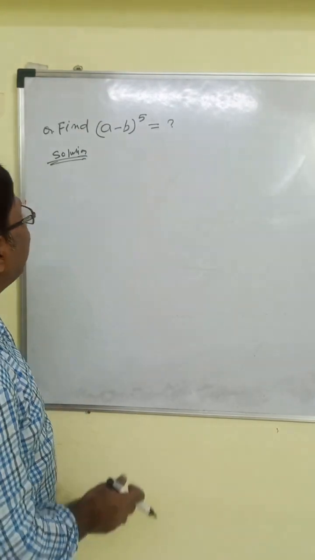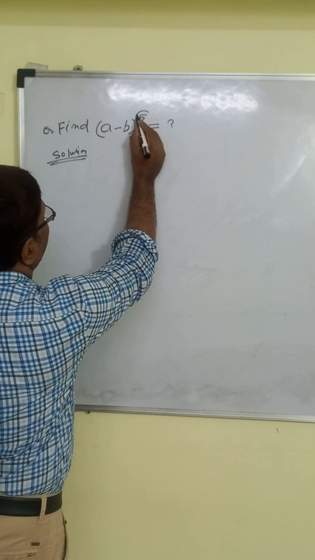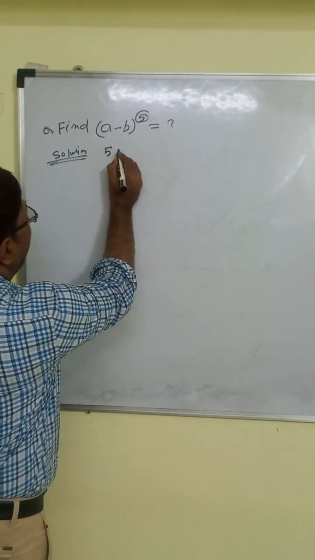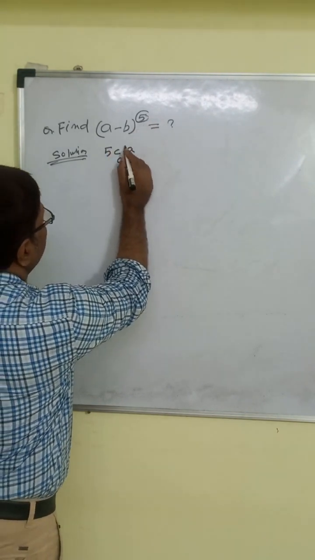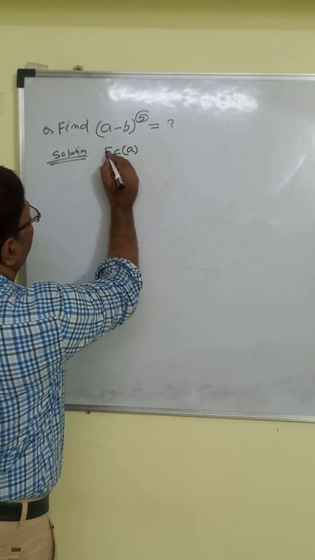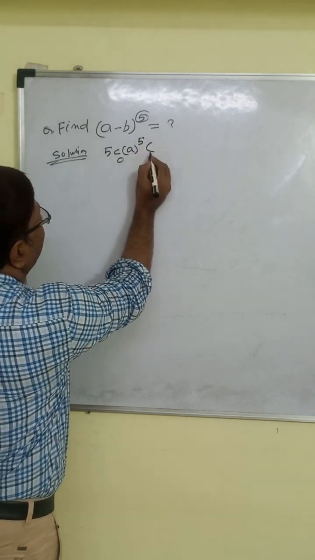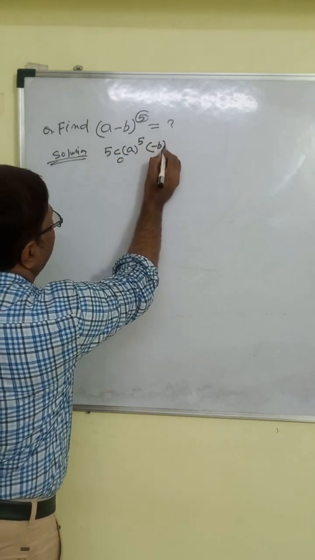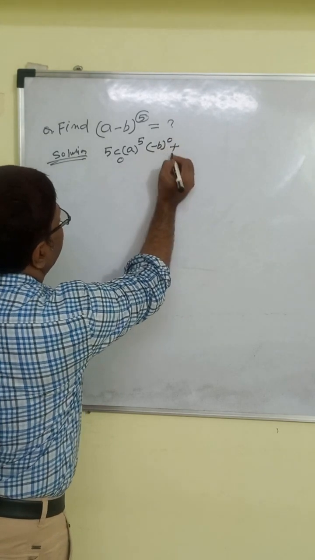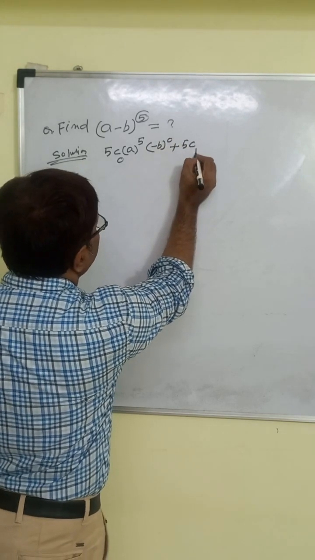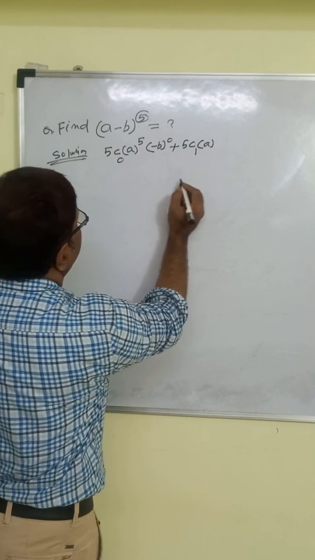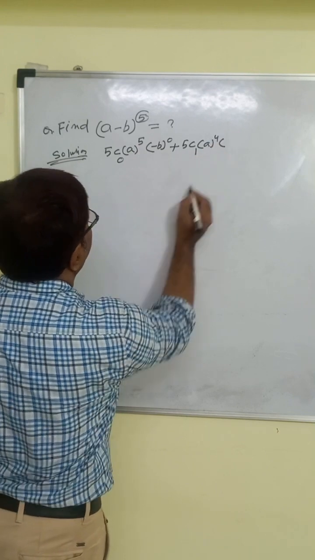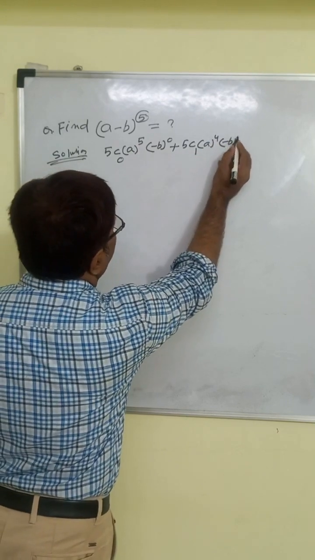So binomial theorem, what? NC0. N is what? 5. So we will get 5C0, A to the power, that is first term to the power 5 minus 0, that is 5. And second term is what? Minus B to the power 0. In the same way we will get 5C1, first term A power 5 minus 1, 4. Second term is minus B power is what?